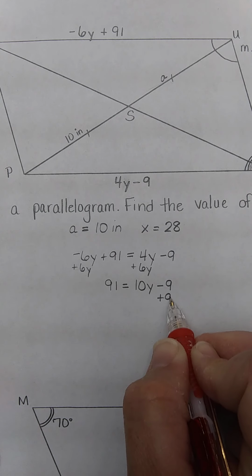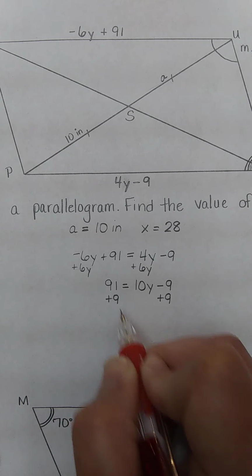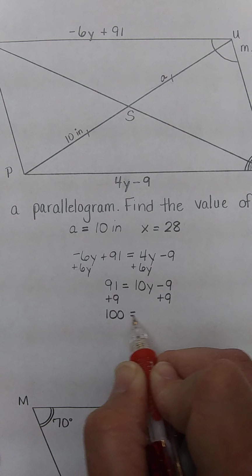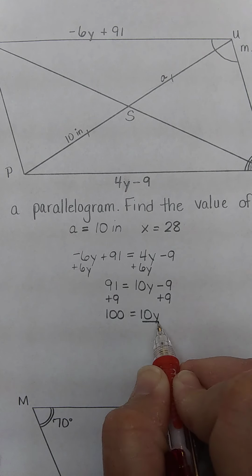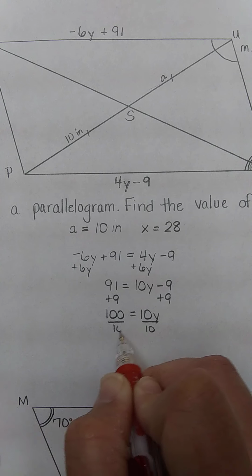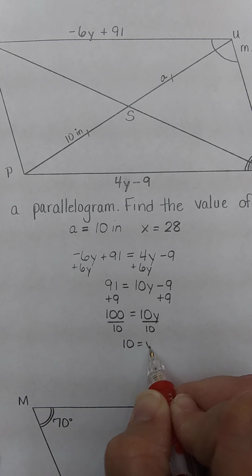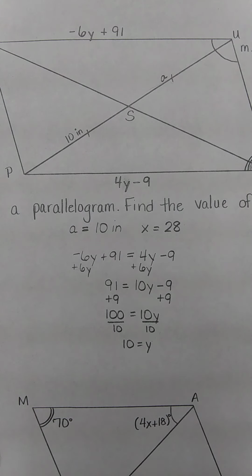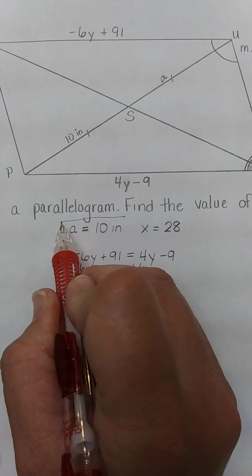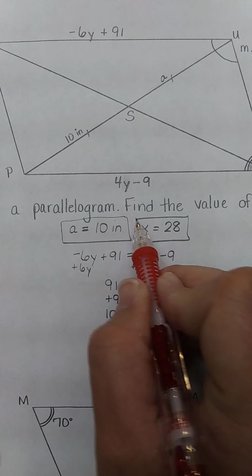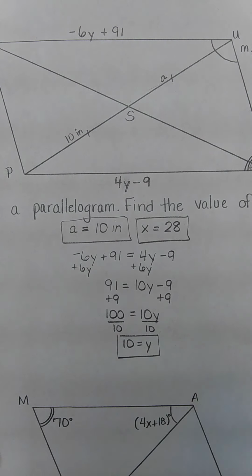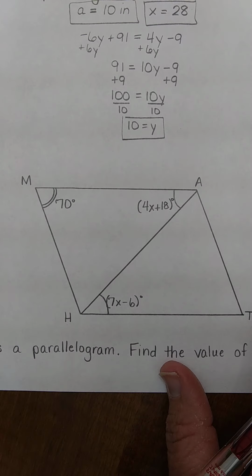Need to get that y variable alone. So we end up with 100 equals 10y. Then divide by 10. And 10 turns out to be our value for y. So a was 10 inches, x was 28, and y is 10. We don't have a label for that one either.